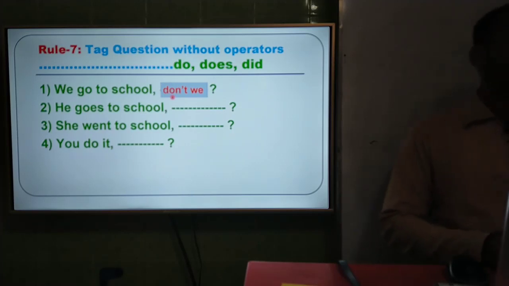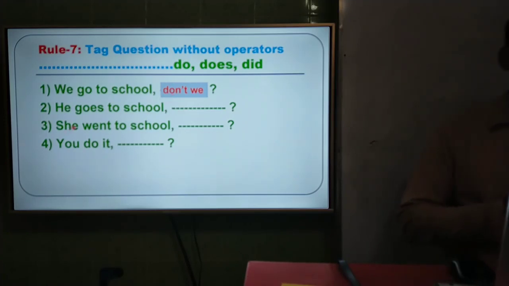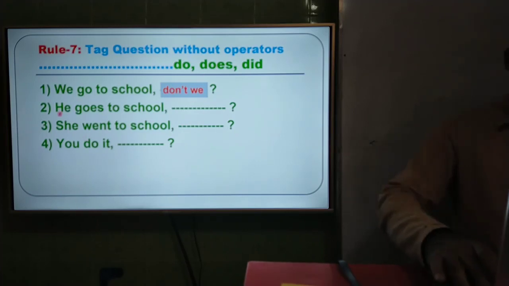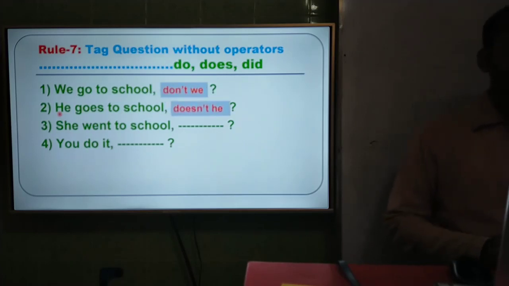Dear students, now the second one, he goes to school. So this is a sentence of affirmative, so tag question will be negative. Here, as there is no operator, you have to use does. So as the sentence is affirmative, tag question will be in negative. So negative form of does not is doesn't, and here subject he. So answer will be doesn't he.